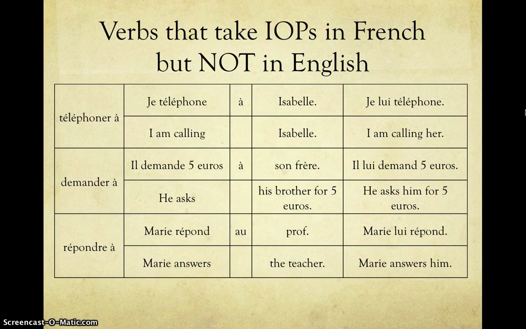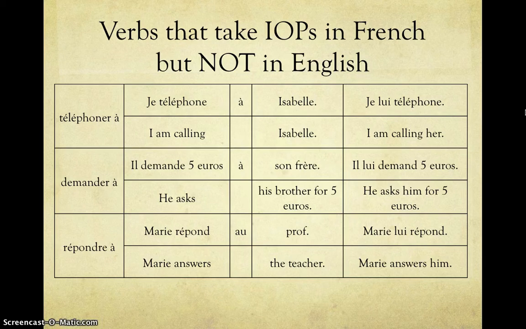So in French, we say je téléphone à Isabelle. So then we would use the IOP, je lui téléphone. But in English, we don't say I am calling to Isabelle. We just say I am calling Isabelle. So it does not take an IOP in English.